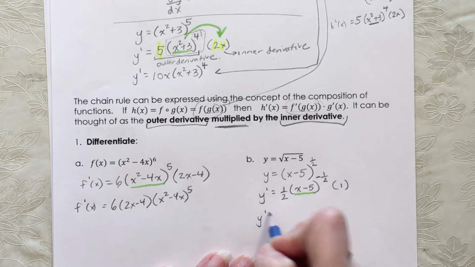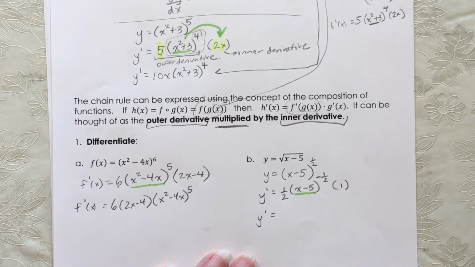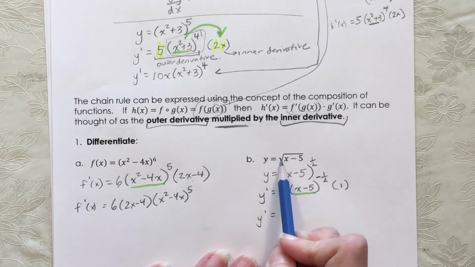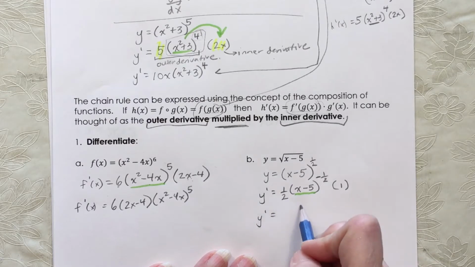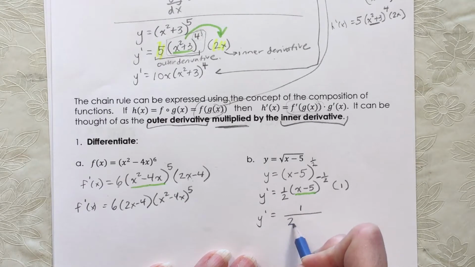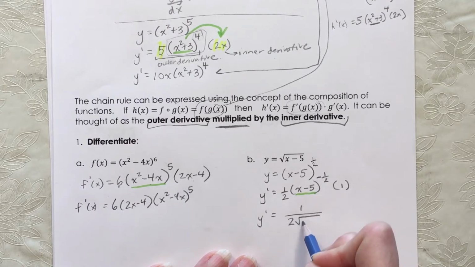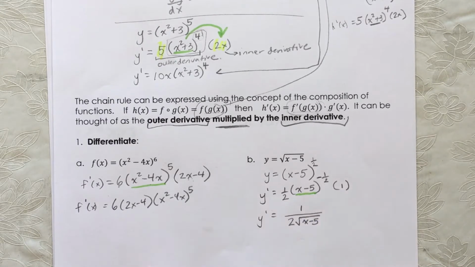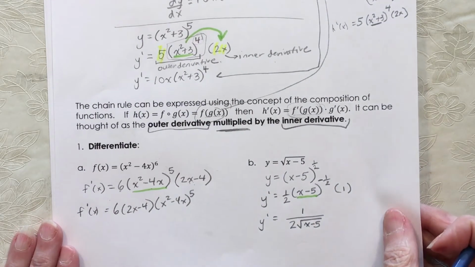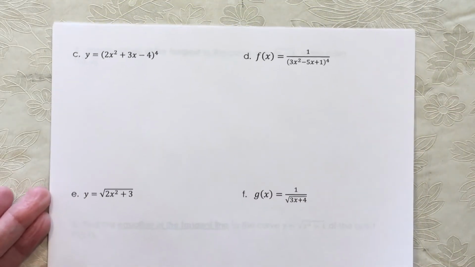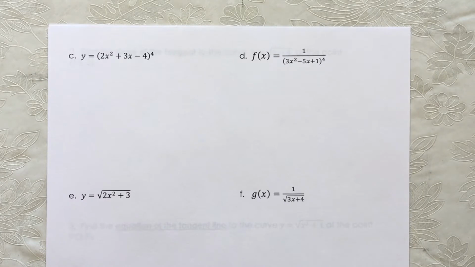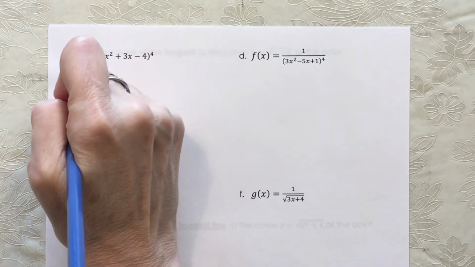And then we want to express that without a negative exponent. Since the question started with a square root, we want to express it with a radical. So left on the top would just be 1. In the bottom would be the 2, and then square root of x minus 5. All right. Next question. So for C, already expressed as the power of a function. So we can go straight to using the chain rule here.